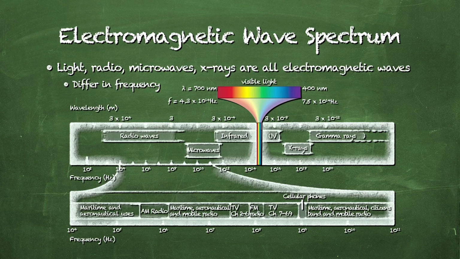Past violet, we have ultraviolet, X-rays, and gamma rays. And once again, these are all the same phenomenon, just different frequency waves. Let's do a few exercises to get you used to these equations.